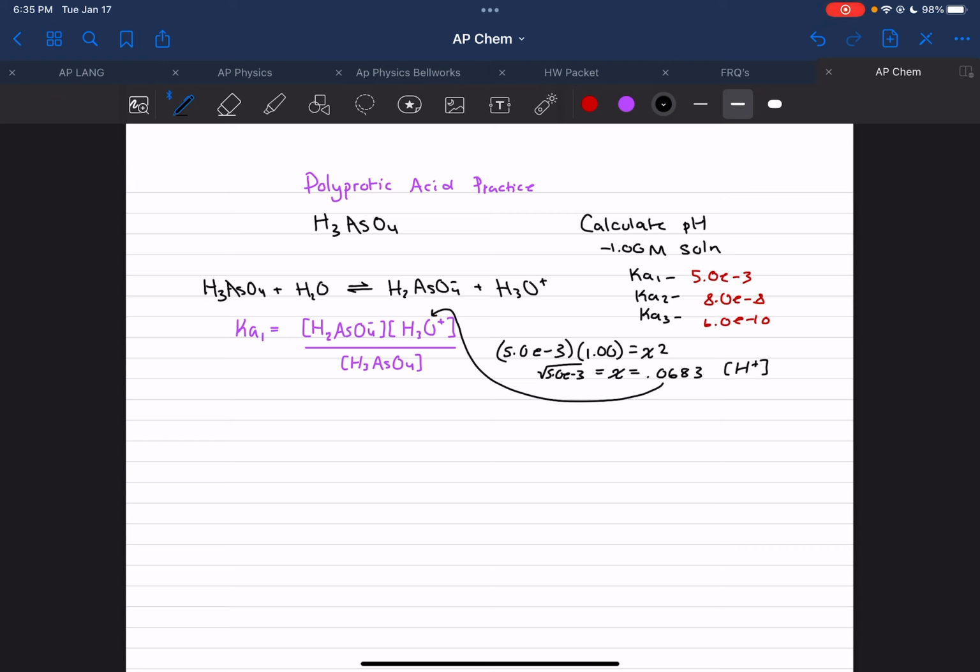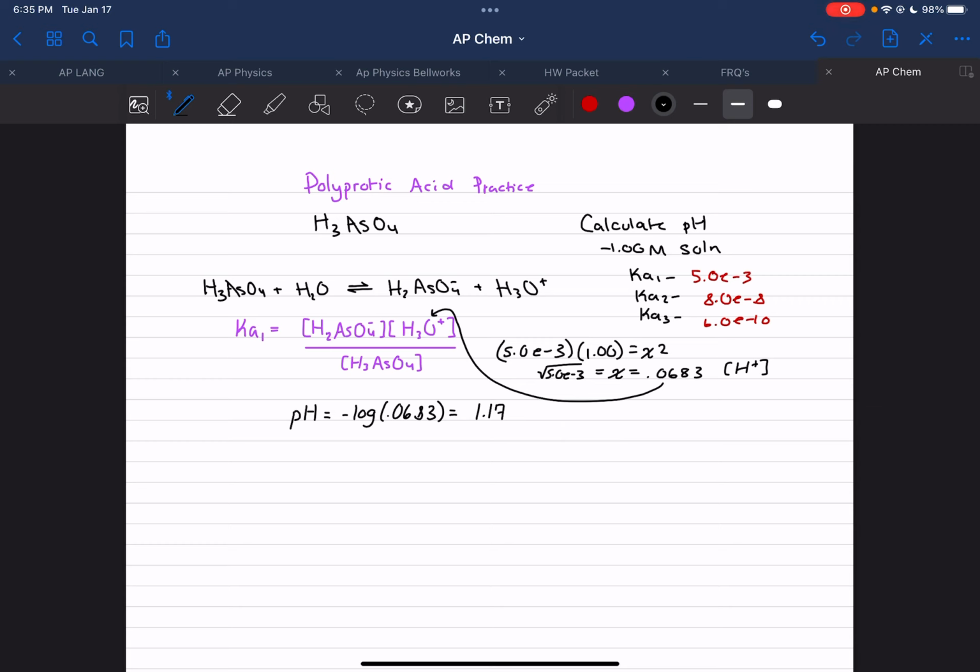Now, they're asking me to calculate the pH. pH is equal to negative log of the concentration of our H plus, right? So our pH here is going to be 1.17.